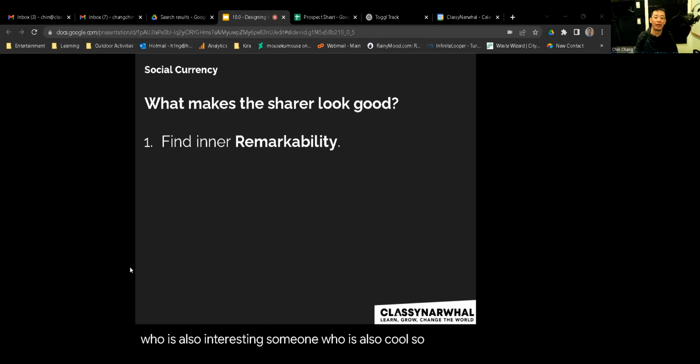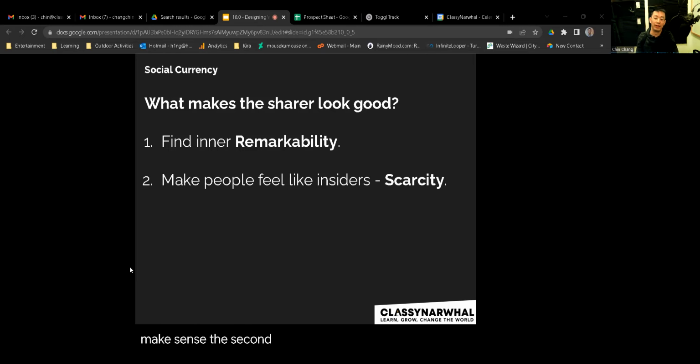So can you in some way build some remarkability, some interesting facts into your campaign or your product that will generally incentivize people to share it more, because that gives them some form of social currency. Make sense? The second one is some form of scarcity or exclusivity, right?